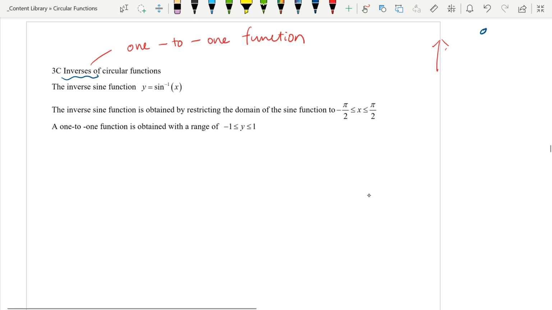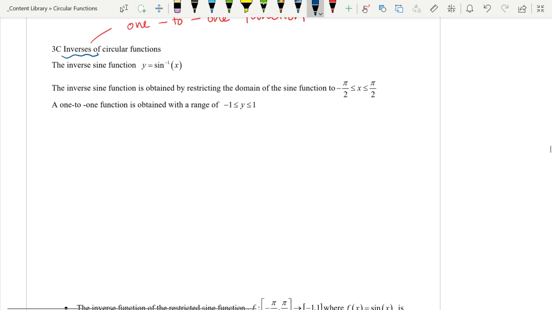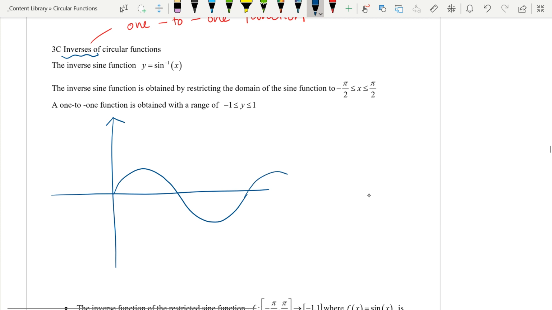Okay, so for sine, cosine, let's think about the sine graph, a basic sine graph. Okay, that's a sine graph. I can find a lot of parts which are one-to-one functions, right? For example, I can take from this part to this part, which is one-to-one. I can go from this part to this part, which is one-to-one.